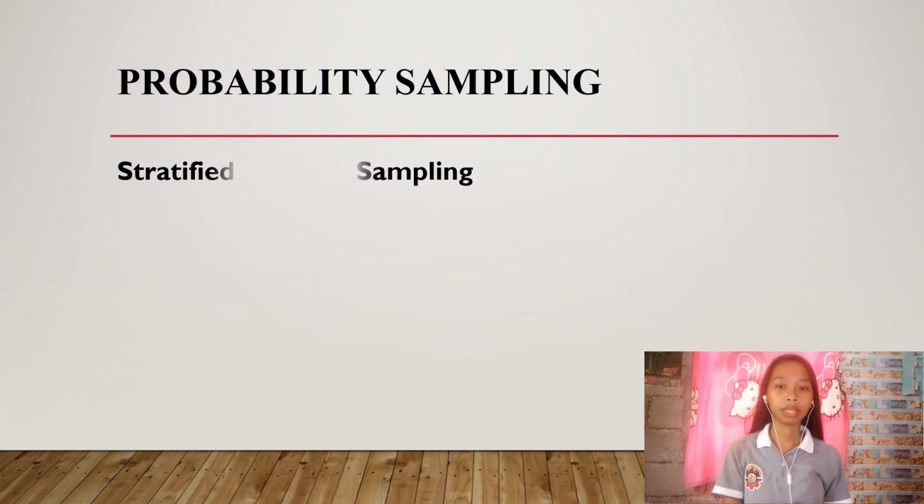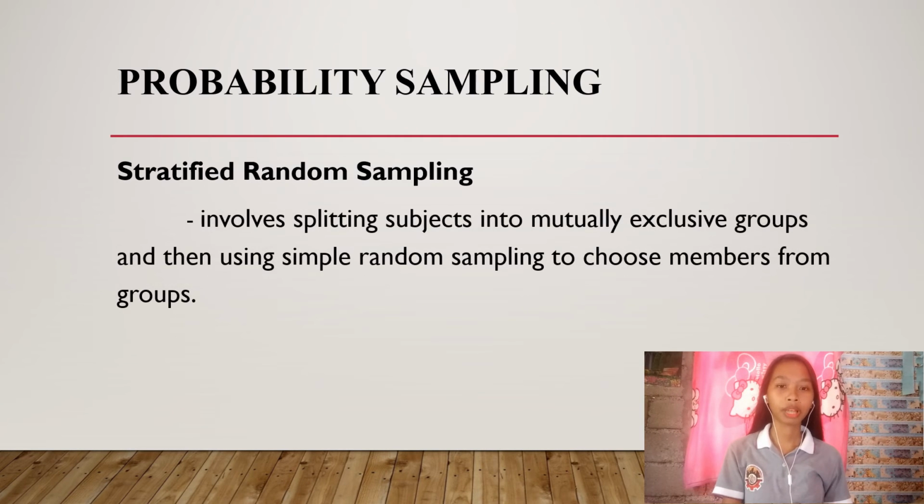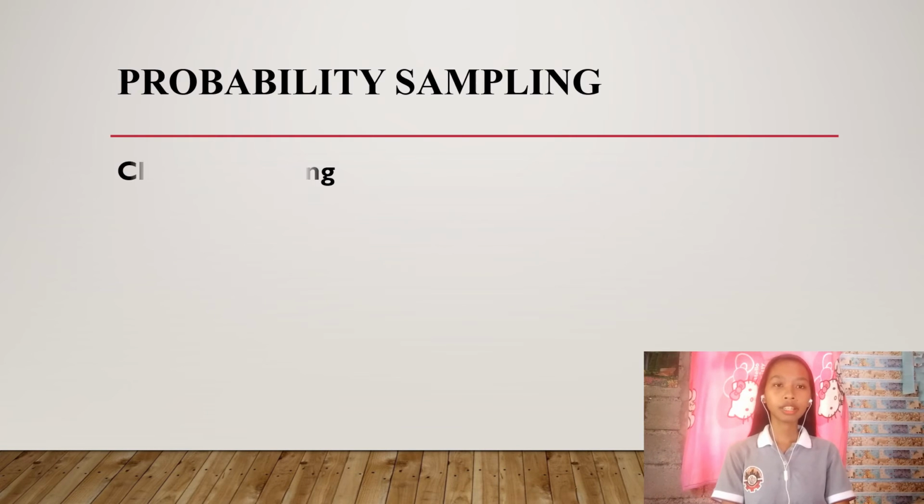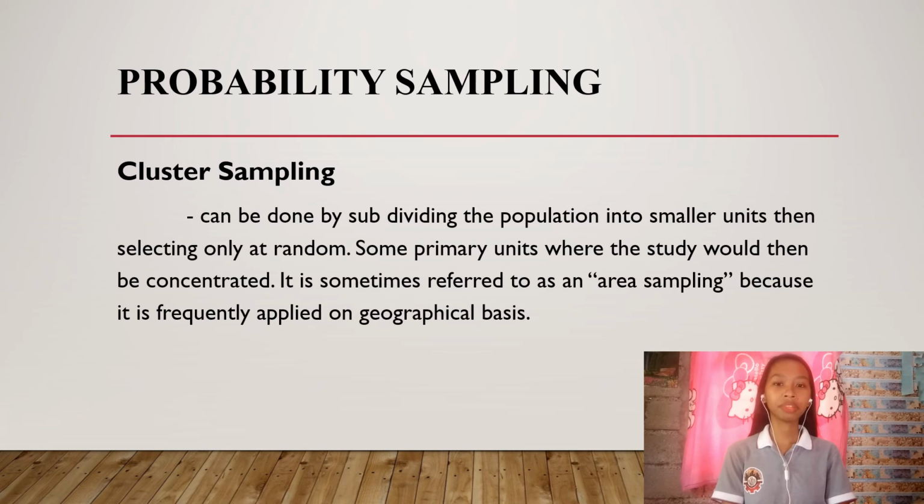Stratified random sampling involves splitting subjects into mutually exclusive groups and then using simple random sampling to choose members from the groups. Cluster sampling can be done by subdividing the population into smaller units, then selecting only at random some primary units where the study would then be concentrated. It is sometimes referred to as area sampling because it is frequently applied on a geographical basis.